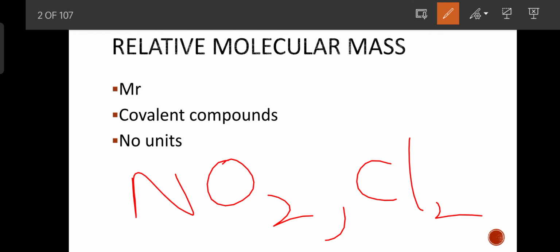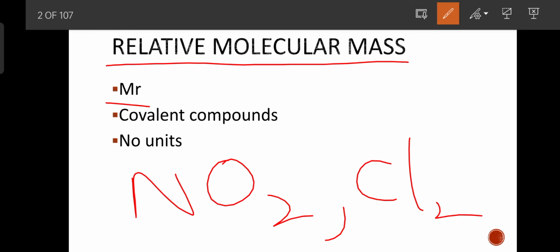So we'll use the term relative molecular mass for them, because these are covalent compounds. The mass of molecular substances is measured in terms of its relative molecular mass, and the symbol is Mr. Okay? And because it is a ratio between two same quantities, it has no units. Relative molecular mass has no unit.